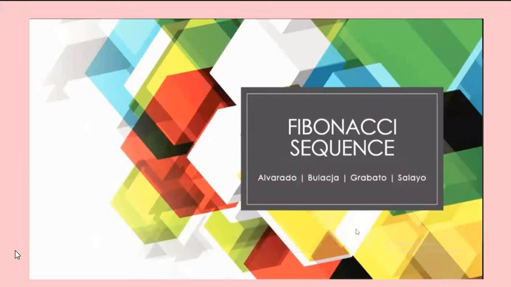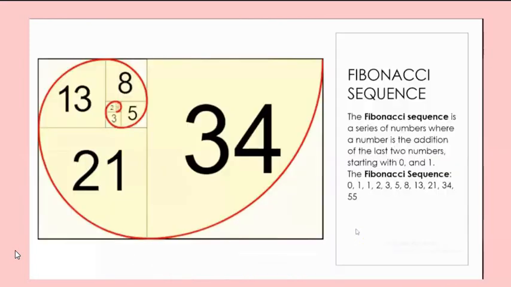Good day, everyone. Our report is about the Fibonacci sequence. Here in the figure, we can see the Fibonacci spiral. The Fibonacci sequence has been introduced to us as early as our elementary days. The Fibonacci sequence is a series of numbers where a number is the addition of the last two numbers starting with 0 and 1. The Fibonacci sequence can go as follows: 0, 1, 1, 2, 3, 5, 8, 13, 21, 34, 35, so on and so forth.